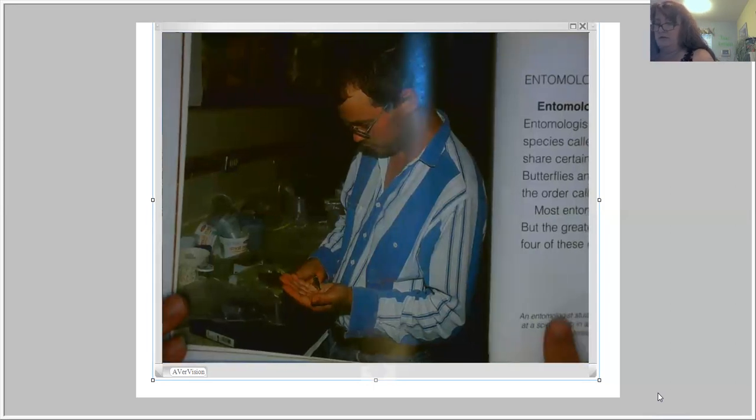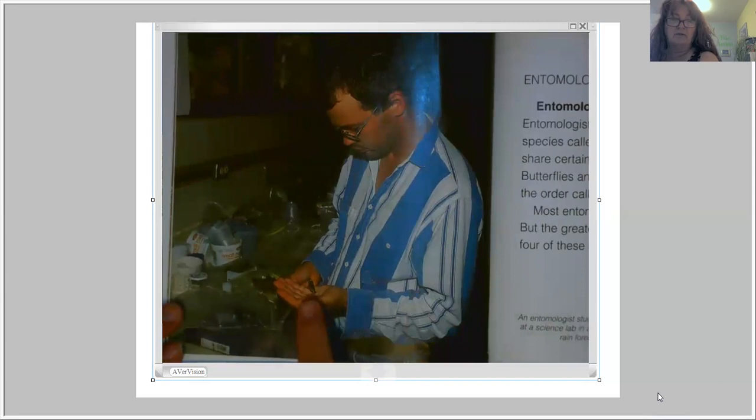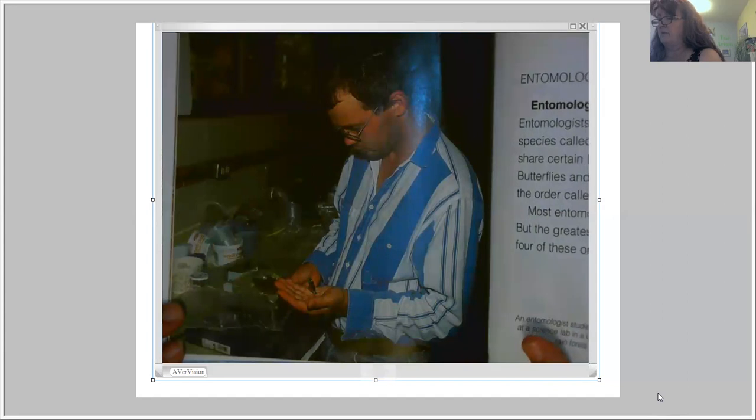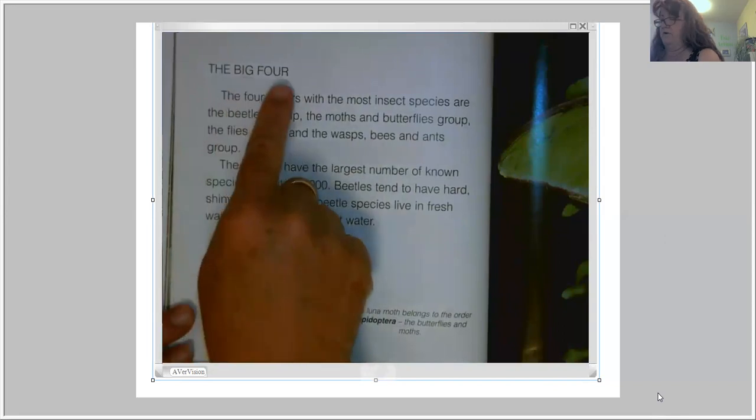So my caption down here says an entomologist studies butterflies at a science lab in a Costa Rican rainforest. So if you look down in his hand, he's holding a butterfly. So butterflies and moths are one group out of 26 groups of different kinds of insects, and they put them in those groups because they have something that's kind of the same about their body. So butterflies and moths both have big wings, they have long bodies, they belong in one group. There's 26 groups, but most insects fit into just 4. So now we're going to learn why that one chapter of our book is called The Big Four.